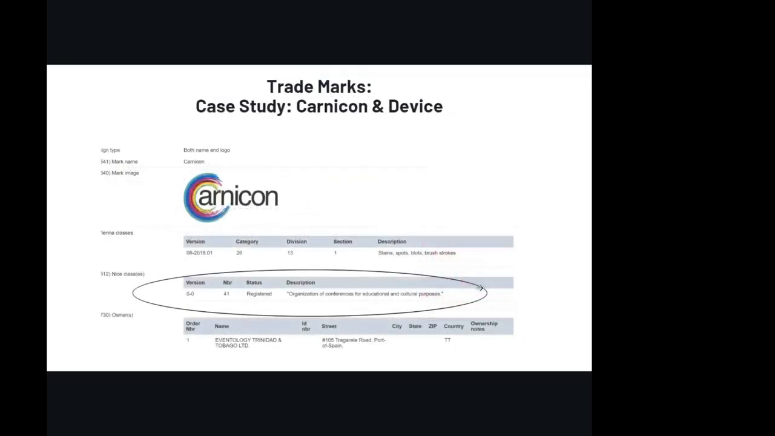A good example of a local mark that utilized the Madrid system is the Carnicon mark. I'm not sure how many persons are familiar with Carnicon, but they were actually one of the first to utilize the Madrid system.